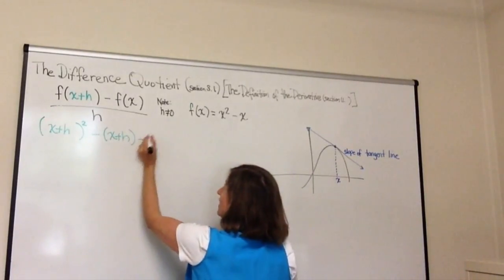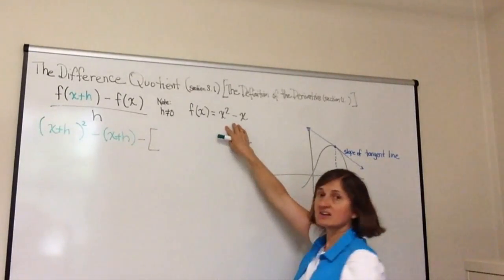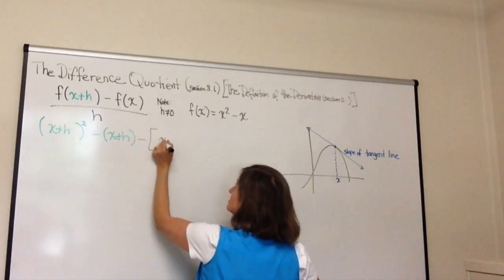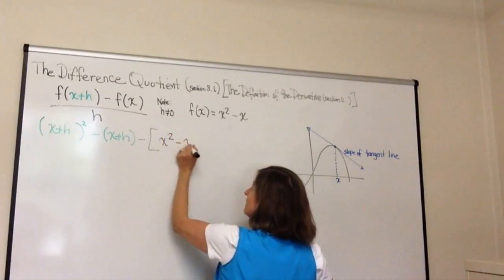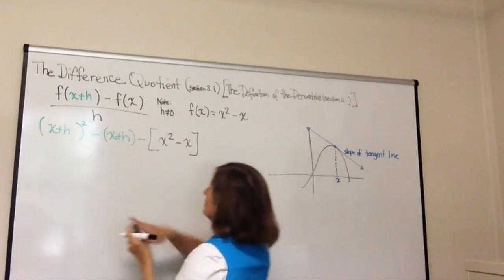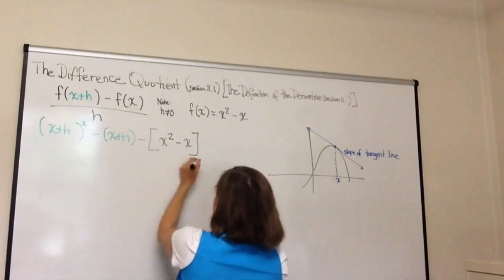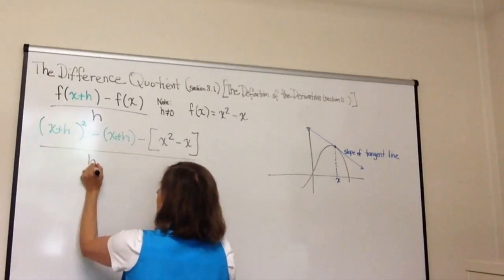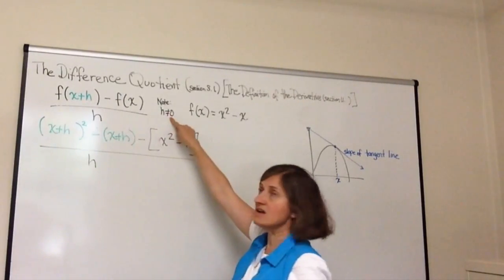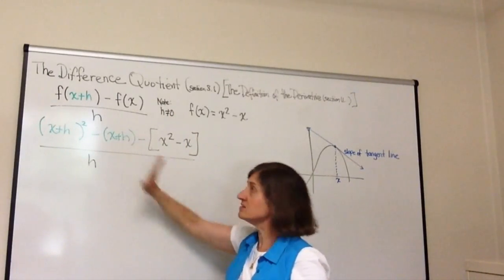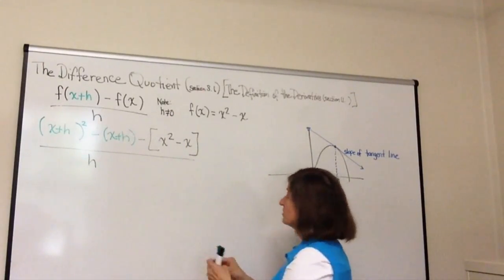Then you subtract your f of x, which is x squared minus x. Then we have all of this. This is our numerator, and our denominator is h. Again, h cannot be 0, because if it's 0, it will make this fraction undefined. Okay, so let's work this out.